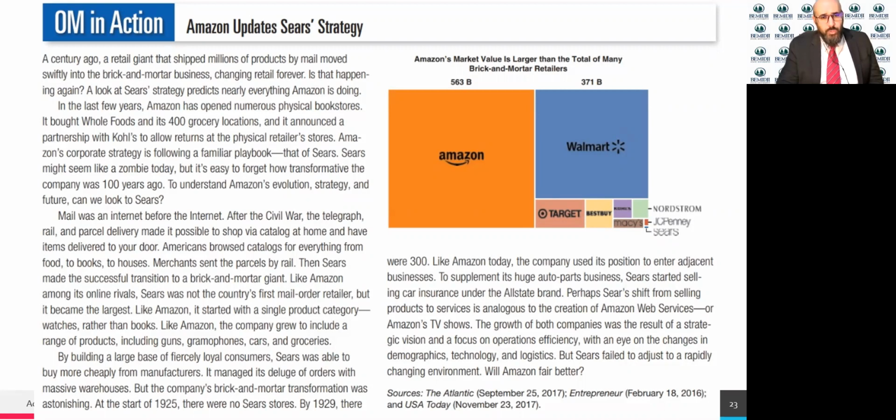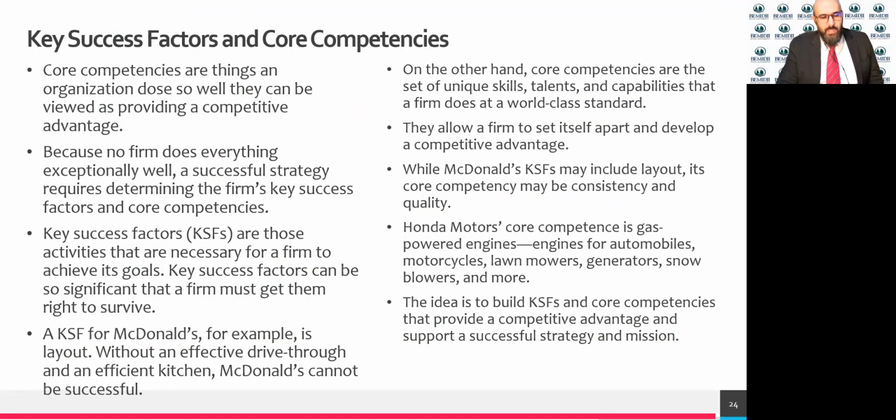Now what we're going to do is continue on creating the strategy and go down into the next step, which is the key success factors and how we could create these key success factors and core competencies. But that's going to be for another video.